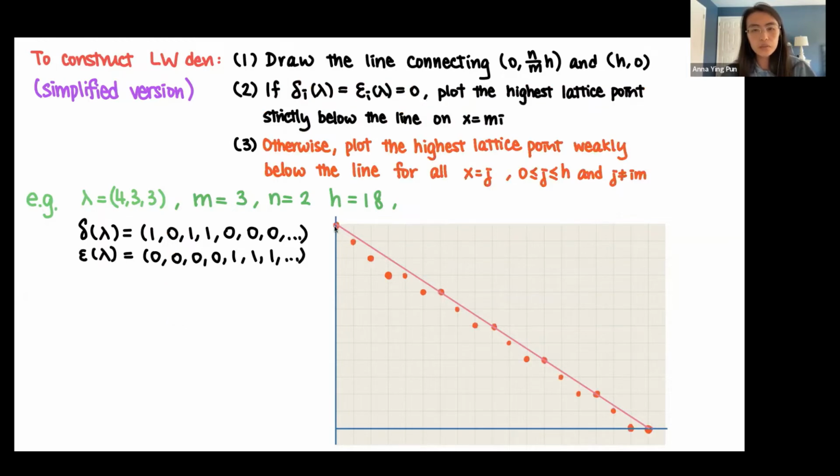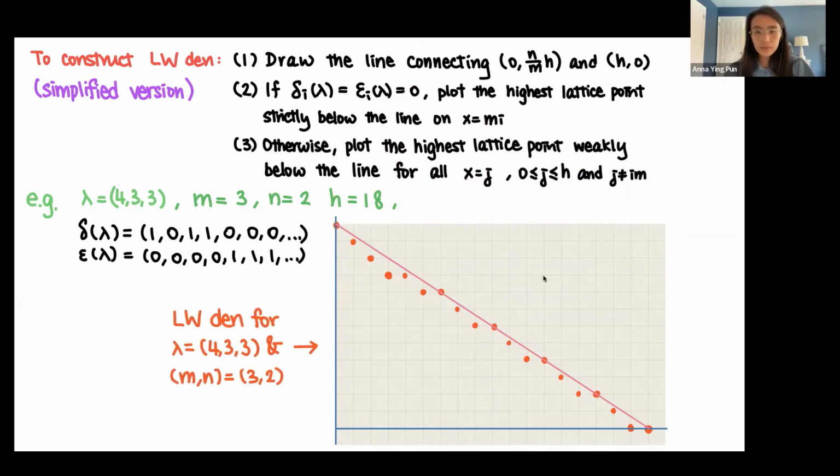Otherwise, we plot the highest lattice point weakly below the line. You can see that some of them lie on the line and some do not, but it's the highest lattice point that you can find. So that's how you draw this. And this is called a dent. So that's how you construct a dent.